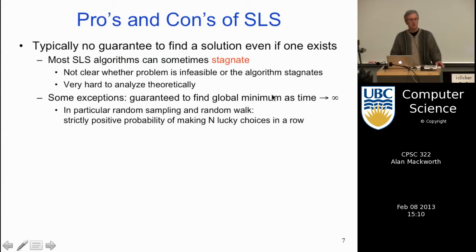There is one nice little result, and it's actually worth relying on, that if you're using random sampling and random walk, there's a strictly positive probability of making n lucky choices in a row. So actually, this algorithm, random sampling, just sort of randomly choosing a point in the possible world space, and then randomly walking away from that, is guaranteed to find a solution if one exists. It may take longer than the lifetime of the universe, but there is a finite non-zero probability that you'll find the global minimum with that algorithm. Because each time you're making a choice, there's some finite probability you're going to go in the right direction. So you multiply all those numbers together, they're going to be very small, but non-zero. Okay?